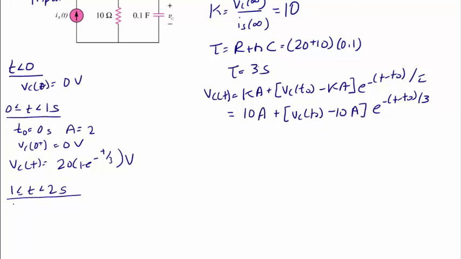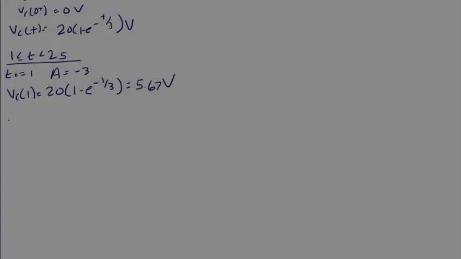For this interval, t naught is equal to 1, A is equal to negative 3, and now we have to find the voltage at the beginning interval. So this would be VC of 1. VC of 1 is going to be 20 times 1 minus e to the negative 1/3. So VC of 1 is equal to 5.67 volts.